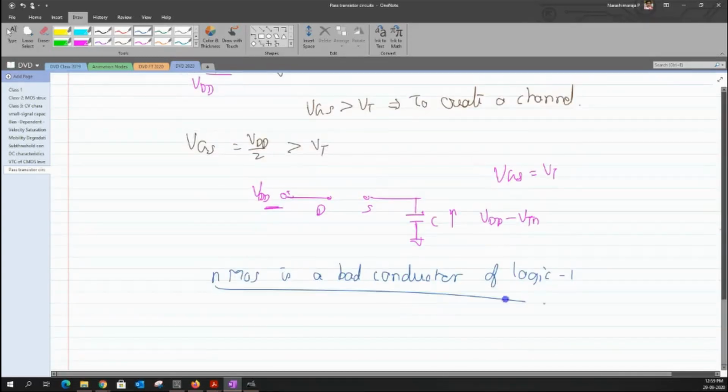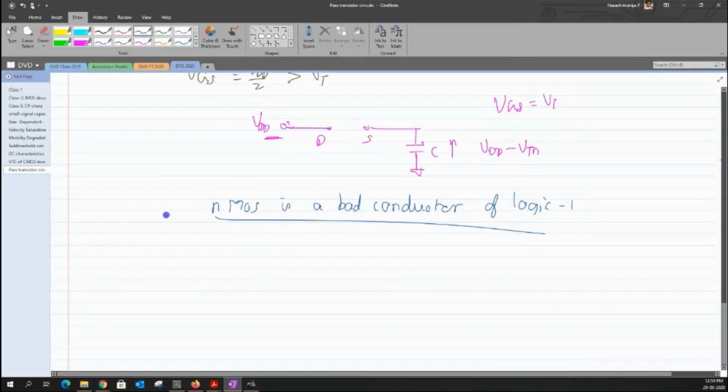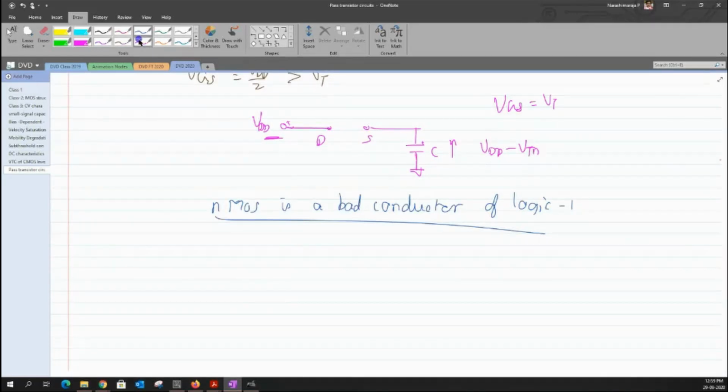We'll hold this information and utilize it when we discuss the CMOS logic. So now we'll go ahead with the other transistor, which is known as the PMOS.